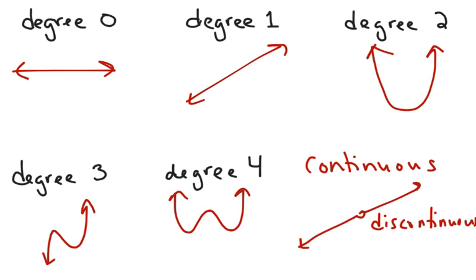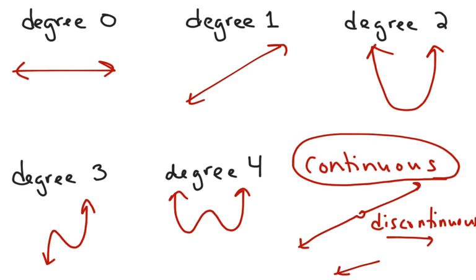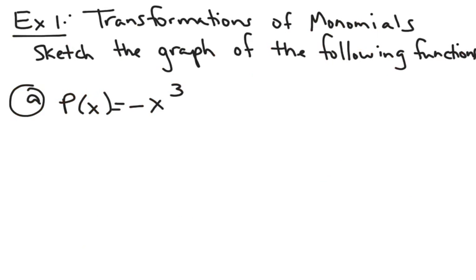Or sometimes we had some graphs that had jumps in them, like part of the graph was here and then the other part of the graph was here. Graphs with jumps in them were discontinuous. A lot of piecewise functions have jumps in the graph. Not all of them, but a lot of them do, and are often discontinuous. So we're going to talk here about polynomials, which are continuous.